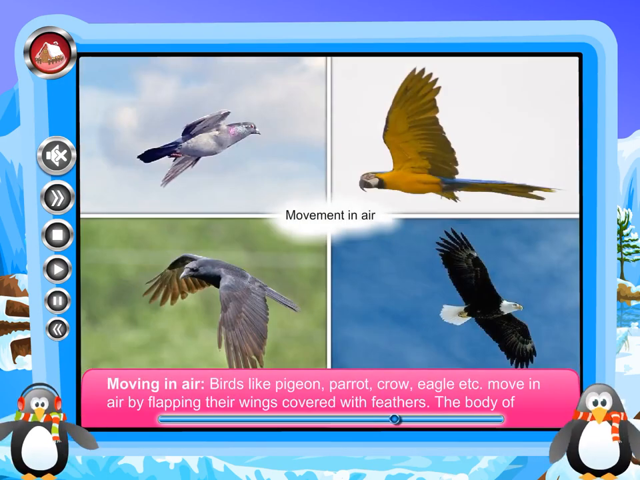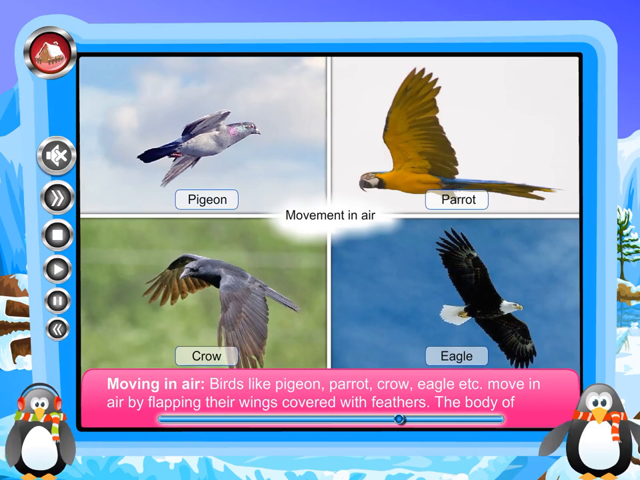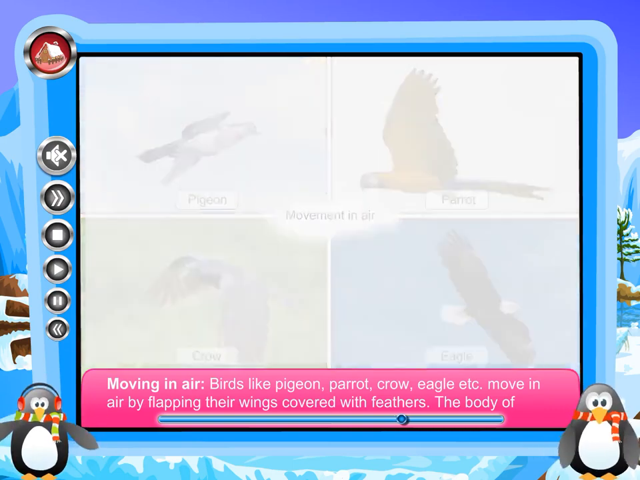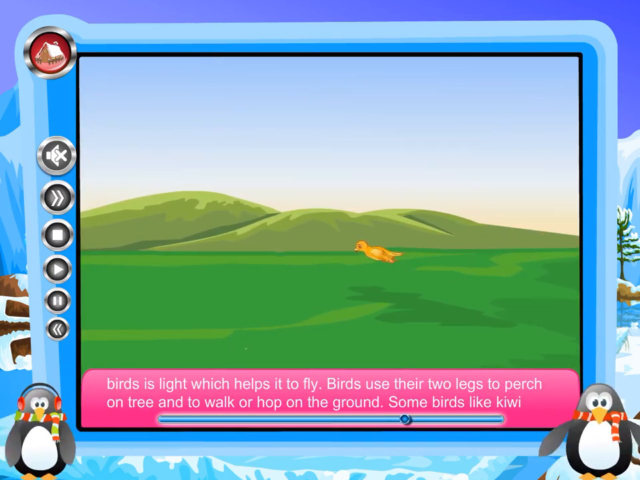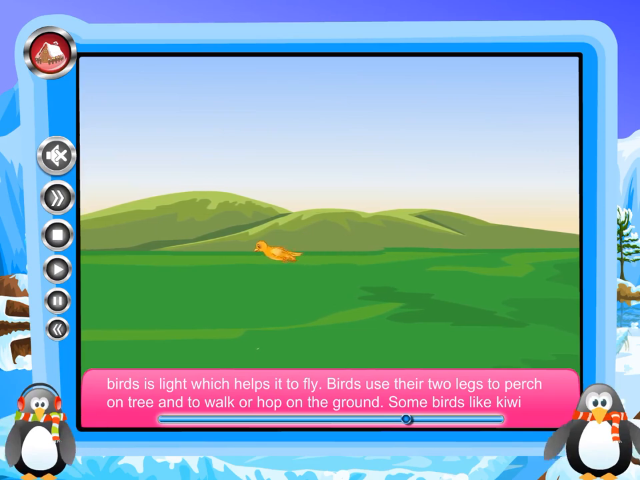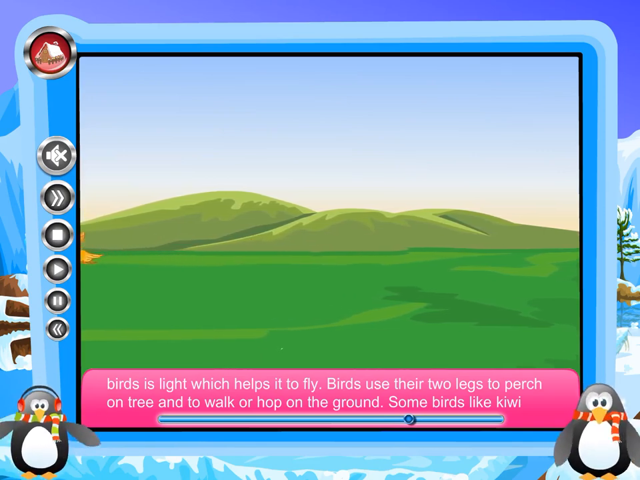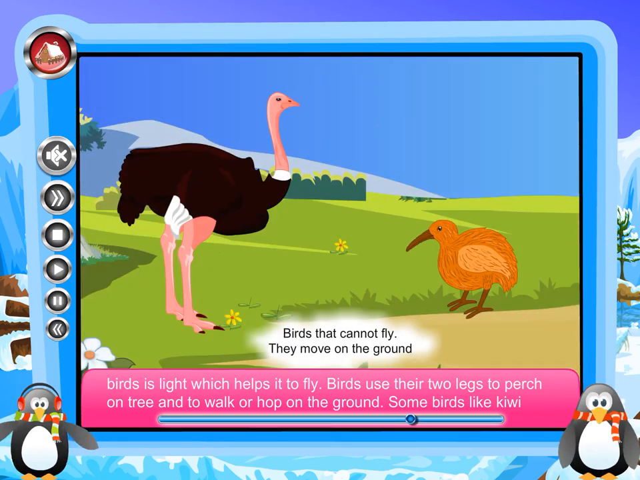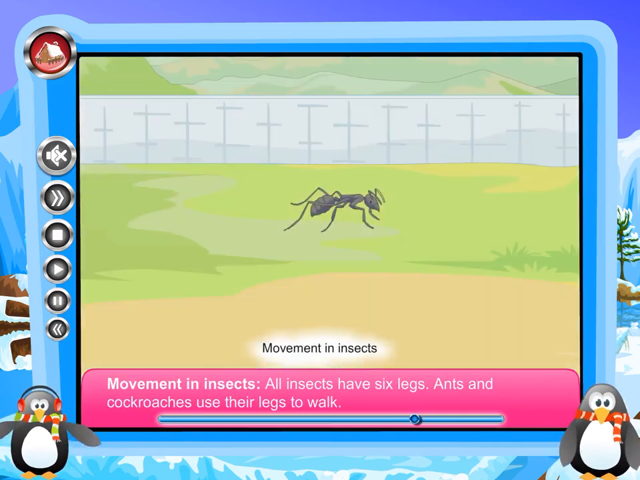Moving in air. Birds like pigeon, parrot, crow, eagle, etc. move in air by flapping their wings covered with feathers. The body of birds is light, which helps them to fly. Birds use their two legs to perch on trees and to walk or hop on the ground. Some birds like kiwi and ostrich have weak wings. That is why they cannot fly.